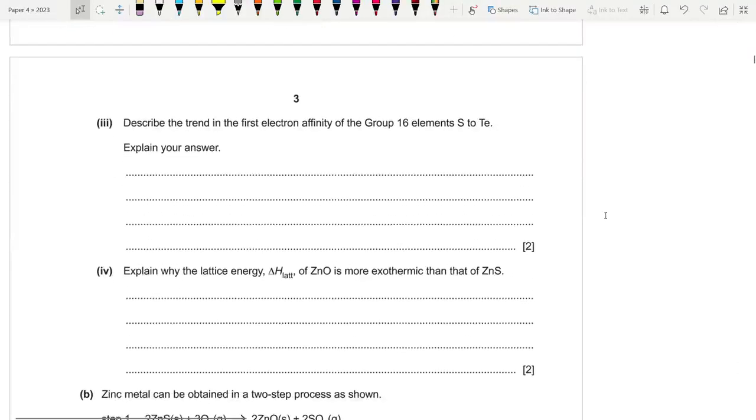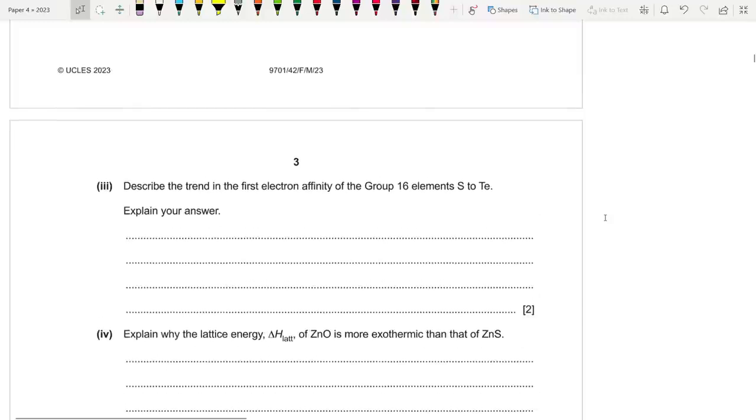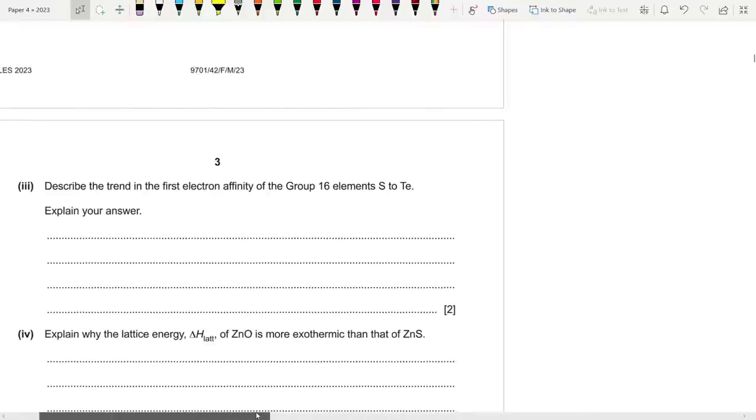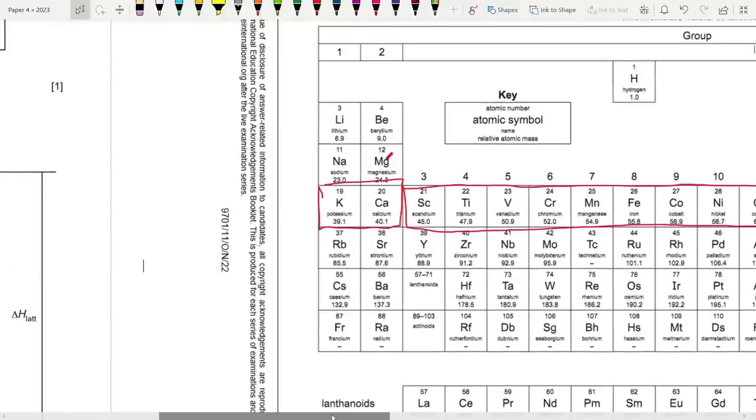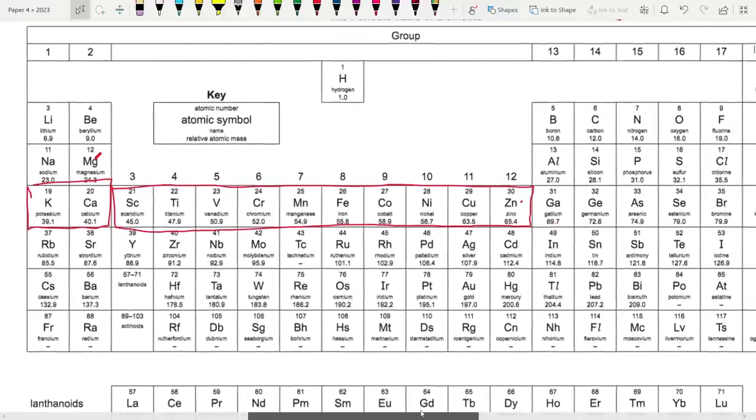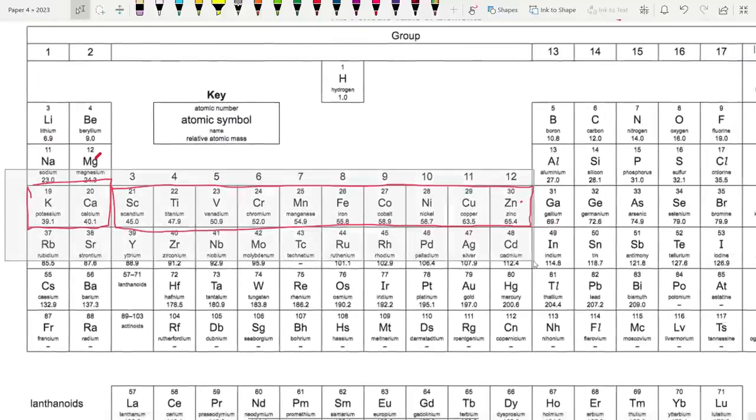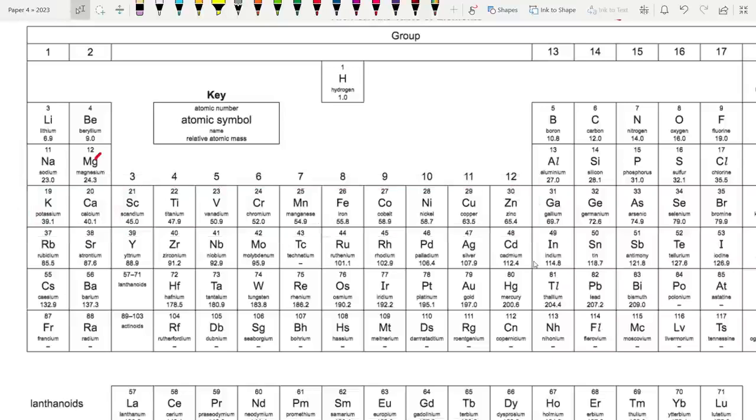Describe the trend in the first electron affinity of group 16 elements sulfur to Te. Let's try to understand this. I haven't seen this question before. This is probably the first time that I've seen this. So we're talking about group 16 elements. You have to answer this with common sense, just like ionization energy. As you go from sulfur to tellurium, as you go down group 16, what happened to ionization energy, by the way? As you went down the group, ionization energy actually decreased. The main reason being electrons were added to new shells.